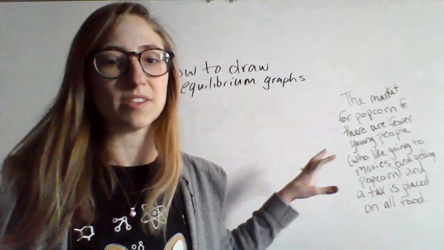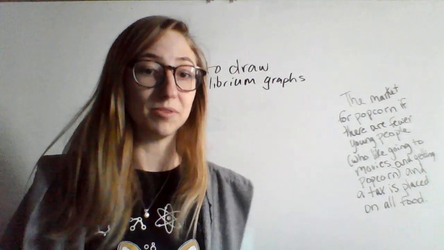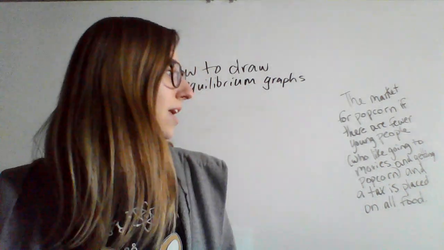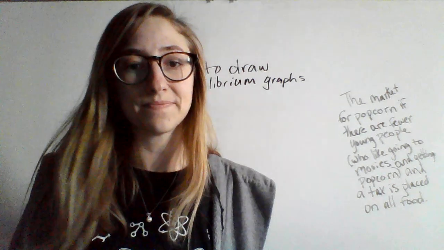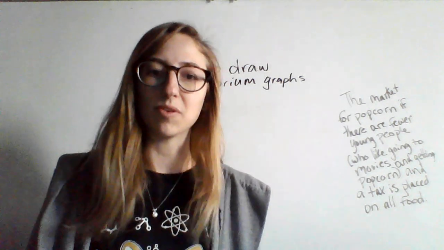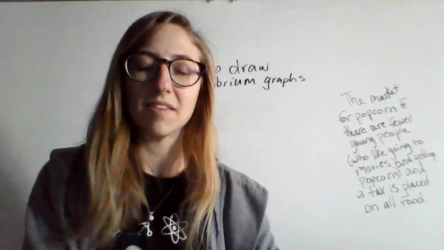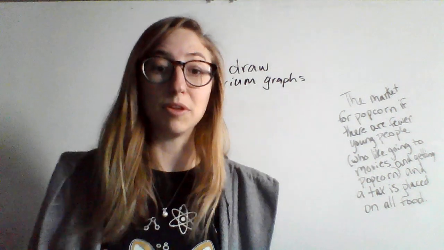So here's our story for this first practice question. The market for popcorn: if there are fewer young people who go to the movies and like getting popcorn, and a tax is placed on all food. So there could be fewer younger people if people are having fewer kids, and so there are fewer teenagers and young adults, who maybe are the main or a big group of people who go to the movies and buy popcorn.